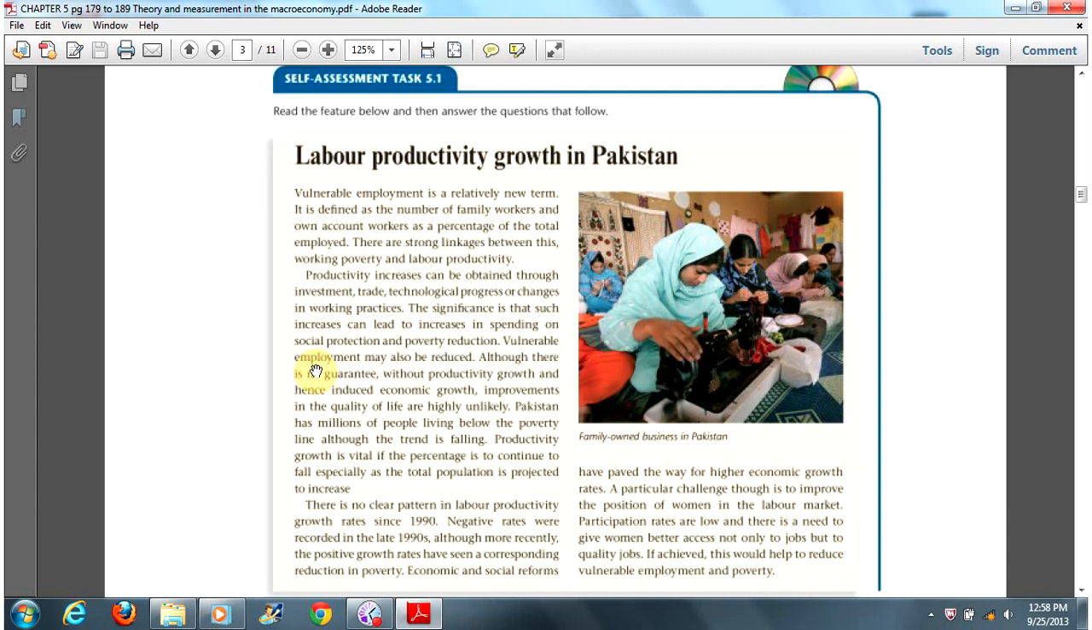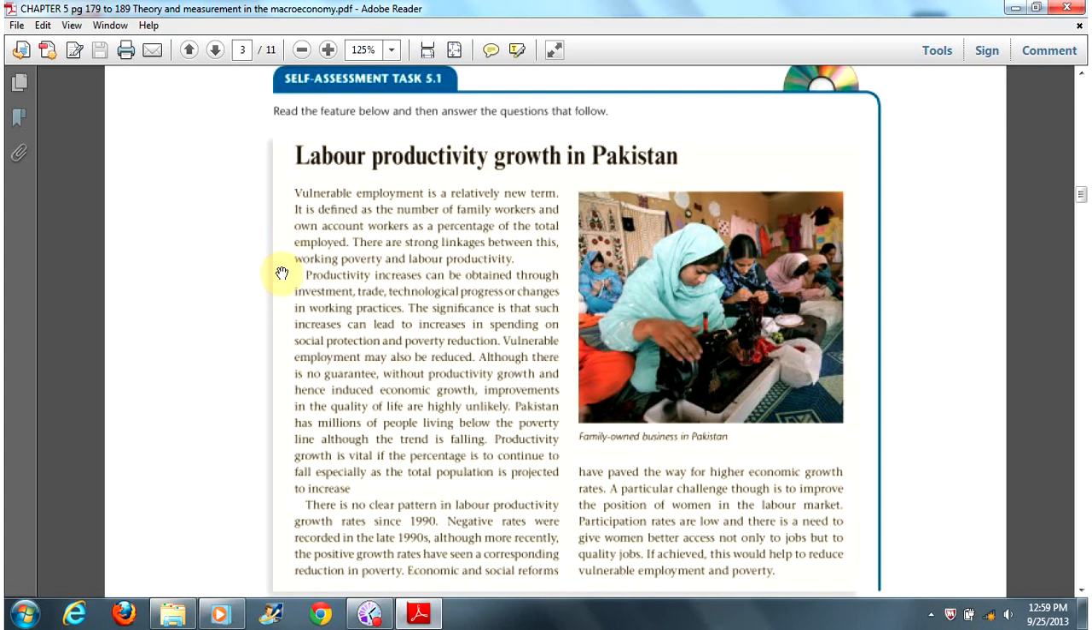Self-assessment task 5.1. Read the feature below and then answer the questions that follow. Labor productivity in Pakistan. Vulnerable unemployment is a relatively new term. It is defined as the number of family workers and own account workers as a percentage of the total employed. There are strong linkages between these, working poverty, and labor productivity.